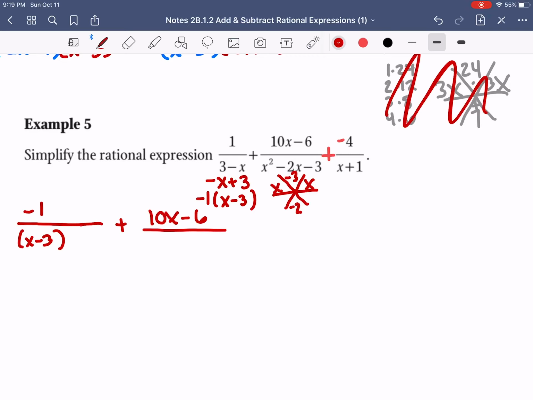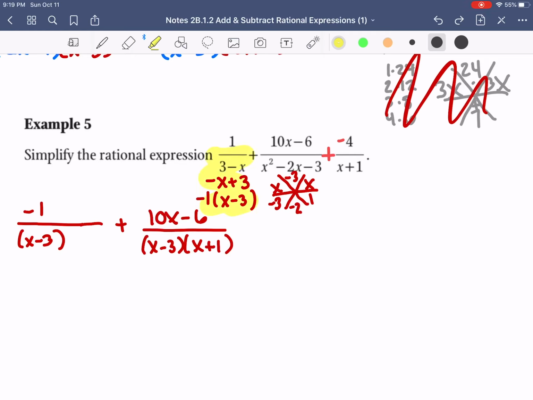So those 2 numbers would be -3 and 1. -3 times 1 is -3. -3 plus 1 is -2. So on the bottom I have x minus 3 times x plus 1. Okay, so do you guys see maybe why I did this whole thing earlier right here? Is because now, what do both of these denominators have in common?